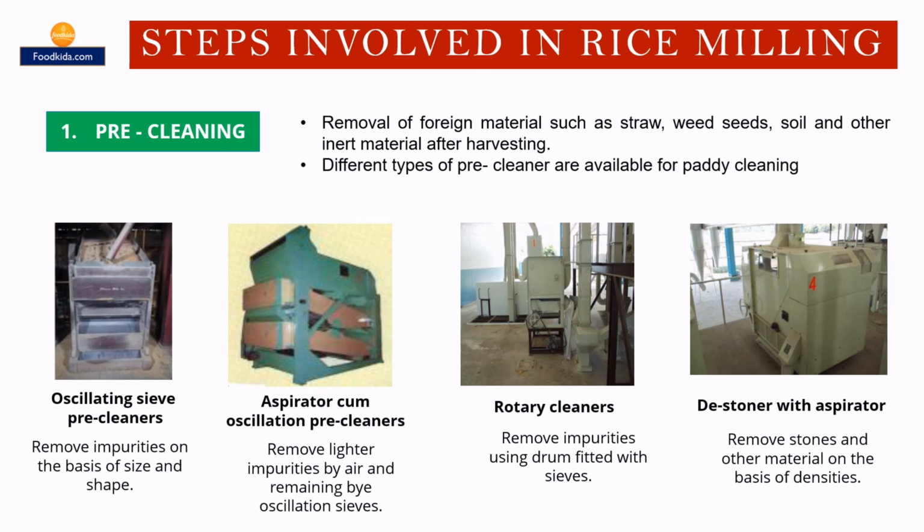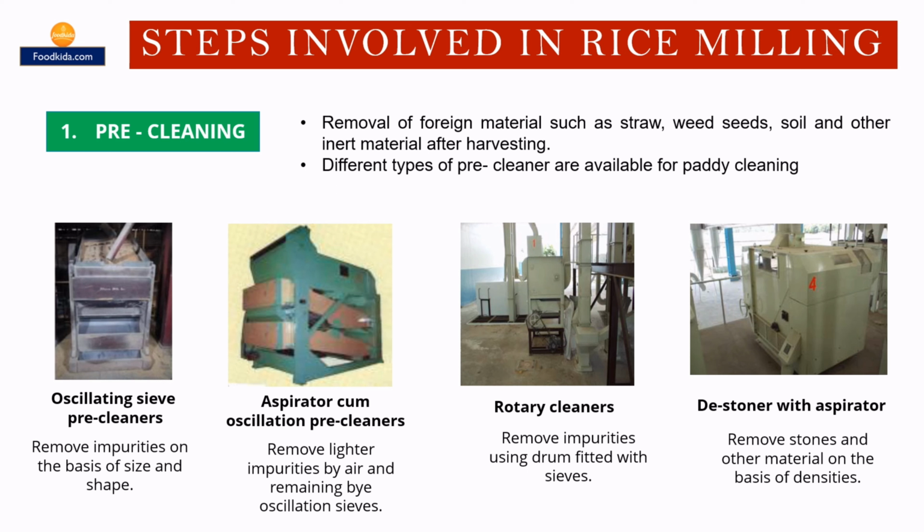So first we will understand that milling of paddy is of two types. First one is raw and second one is parboiled. In raw milling, harvested paddy directly undergoes the milling process, whereas in parboiled milling, firstly parboiling of rice is done and then the milling process starts. So the very first step of rice milling is pre-cleaning.